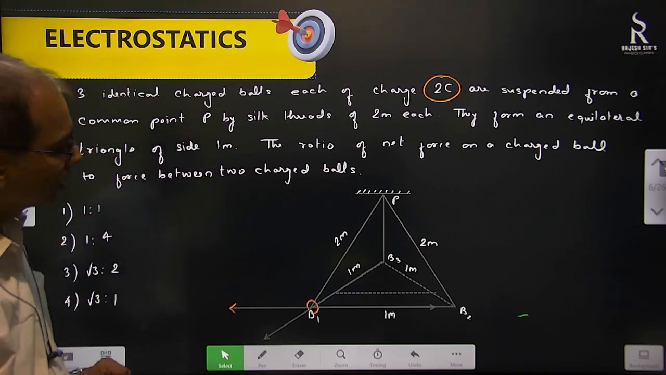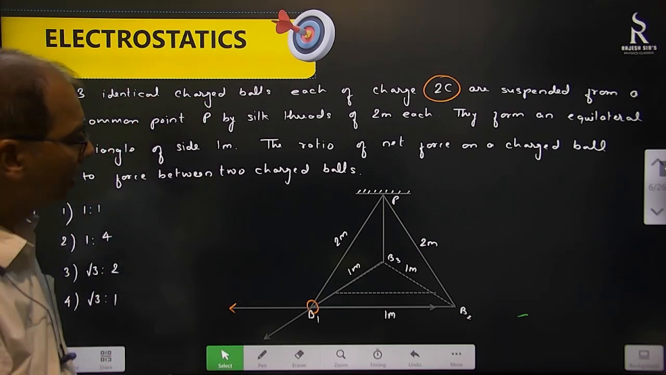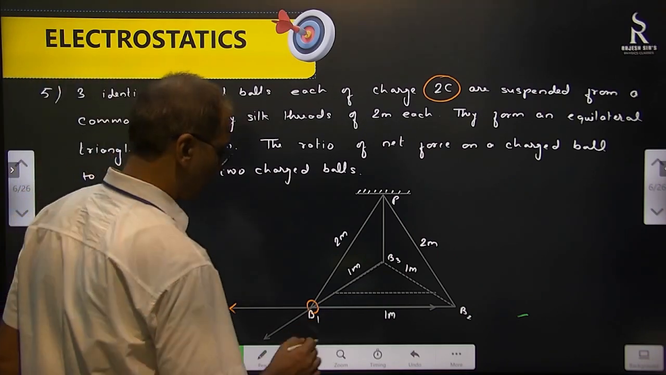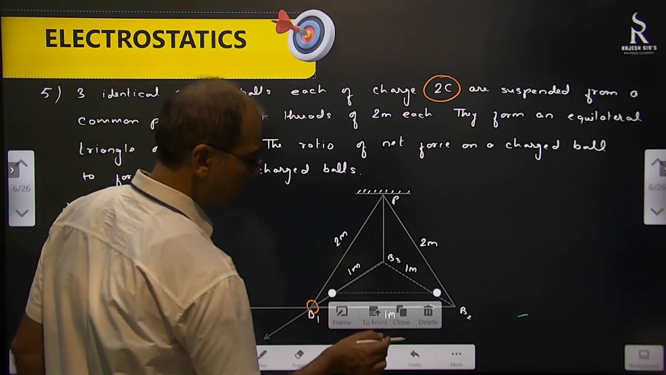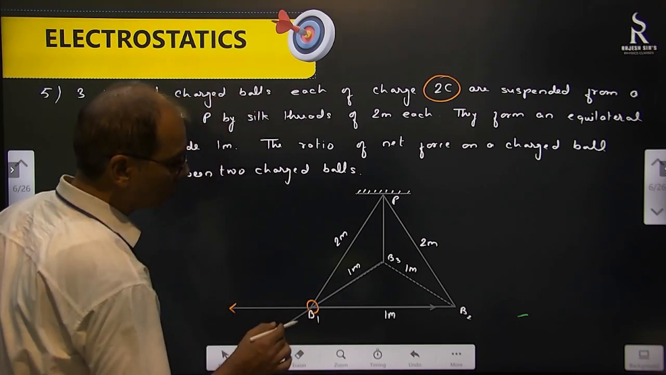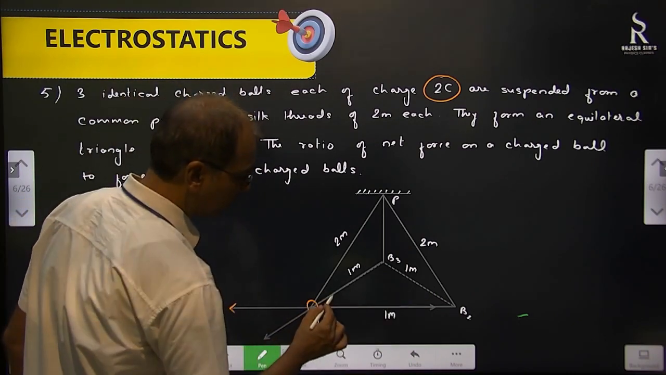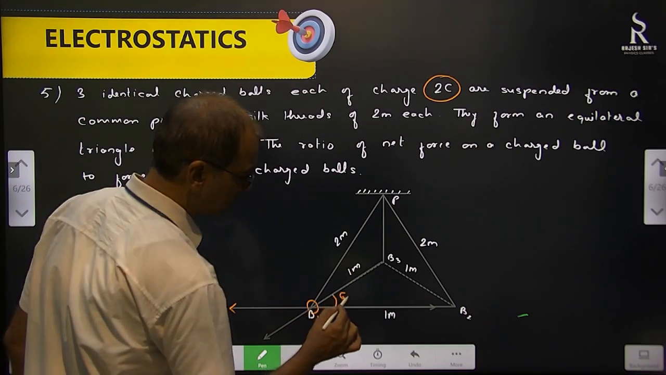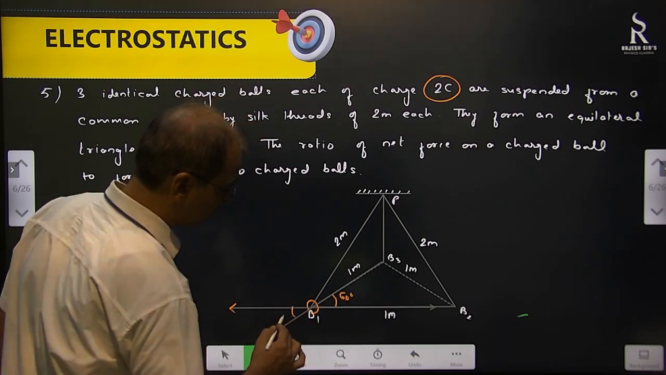Now the question here is, what is the angle between the two forces? Two forces are there, one is this, one is this. We know that they are actually making an equilateral triangle. So this is basically 60 degrees. No doubt about that.